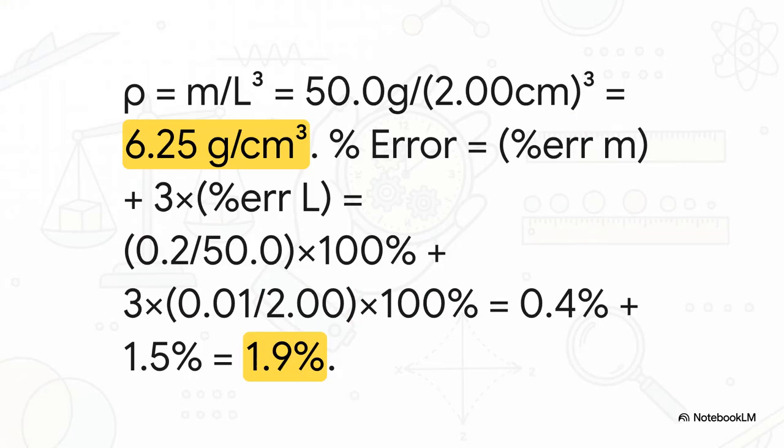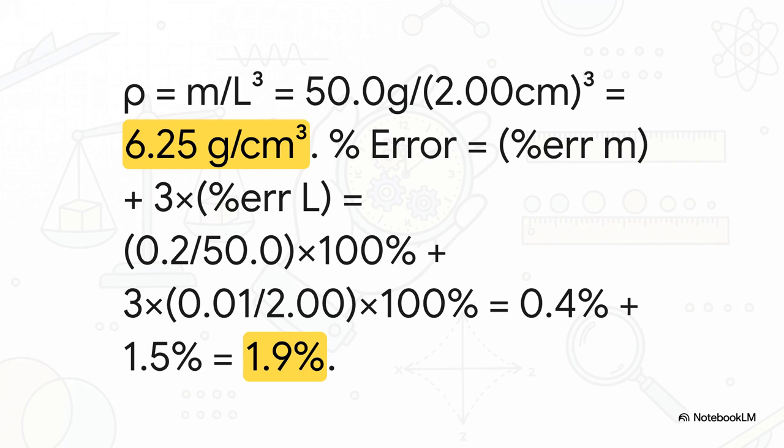First, let's find the density. That's just mass divided by volume, and the volume of a cube is its side length cubed. So we have 50.0 grams divided by 2.00 centimeters cubed. That gives us a density of 6.25 grams per centimeter cubed. Simple enough. Now for the error. This is the tricky part.